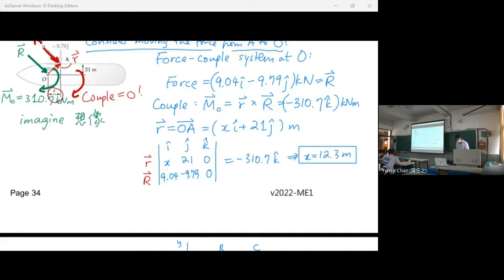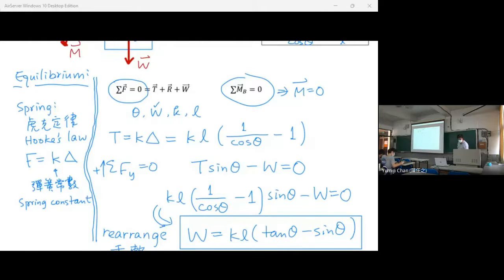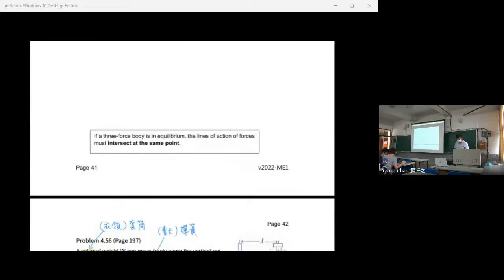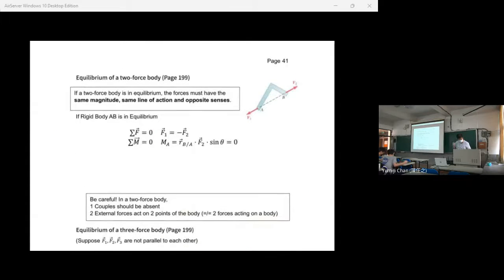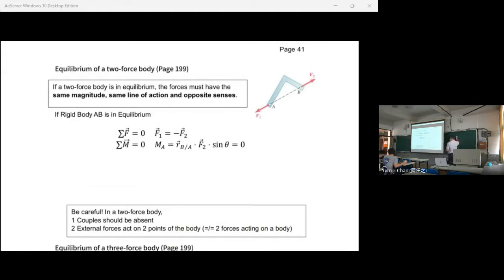And last Thursday we talked about page 42, and I did not talk about page 41. Now we go to page 41. Okay, so after we talk about the supports. Remember that after we talk about the supports, then we talk about equilibrium.